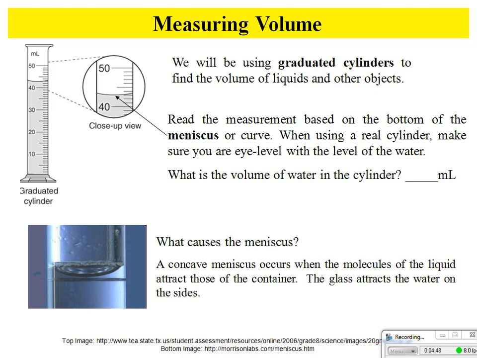So again, when you're reading the meniscus, you want to make sure that you read the bottom of the curve. So if we were taking a look at the example on the left, what is the volume of water in that graduated cylinder? If we take a look, 40, 41, 42, the bottom is at 43 milliliters. And some of you may be wondering what causes the meniscus. The meniscus has that curve because the molecules of the water are actually attracted to the glass that are on the sides.